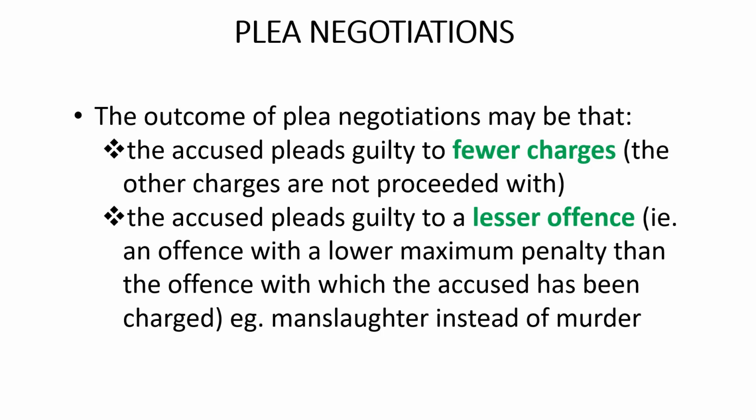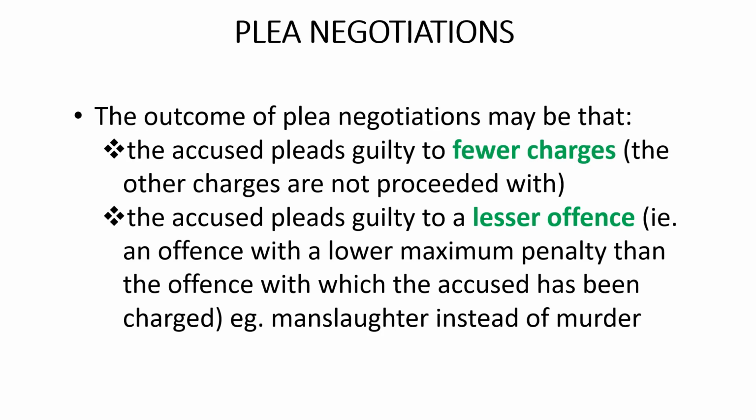The second possible outcome of a plea negotiation is that the accused pleads guilty to a lesser offence than the offence with which the accused has been charged. By lesser offence, we mean an offence that has a lower maximum penalty.